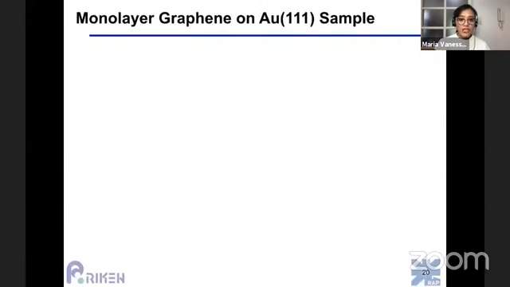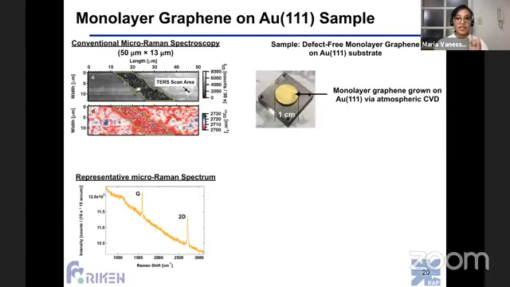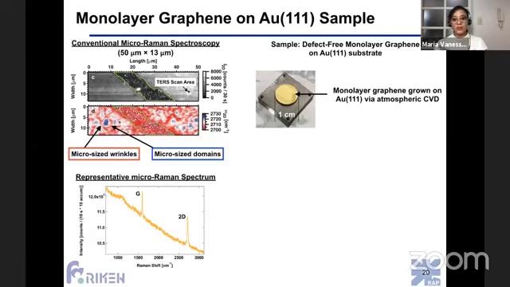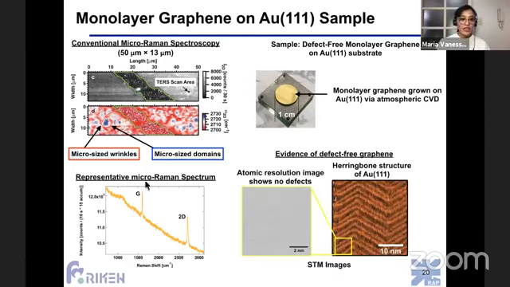Now, the sample that we studied is simply a gold substrate, gold one-one-one, with a monolayer graphene, which is pristine, wherein there are no defects. And we scanned a large area here of 50 microns by 30 microns, but the actual scanned area is just this small area over here.